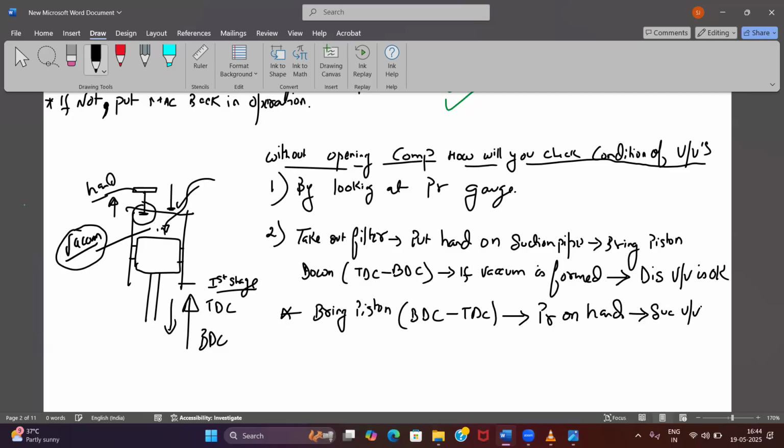If I do not feel any pressure on my hand, and I'm feeling force, that is, you will need more force to turn the flywheel, okay? So if you feel too much power is required to turn the flywheel, that means my piston rings are good and my delivery valve is also good. Suction valve is okay, sorry, is leaking. Do you agree? Yes, sir. Okay.